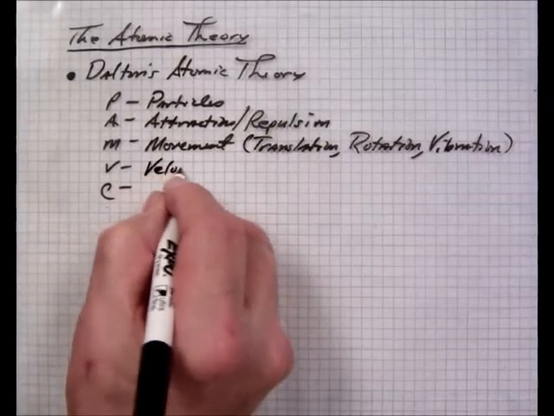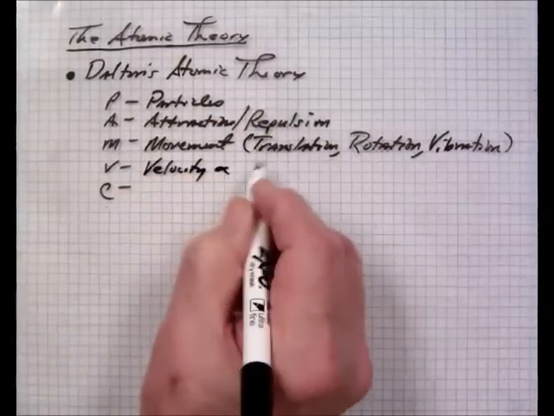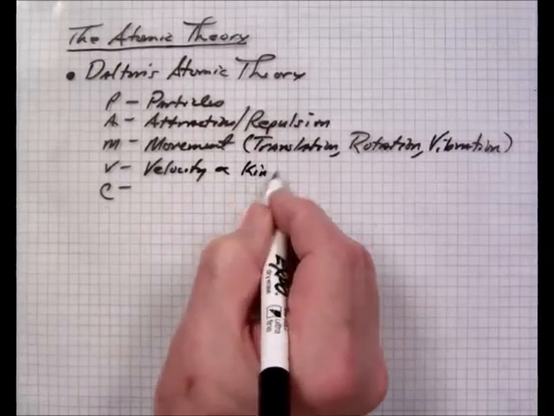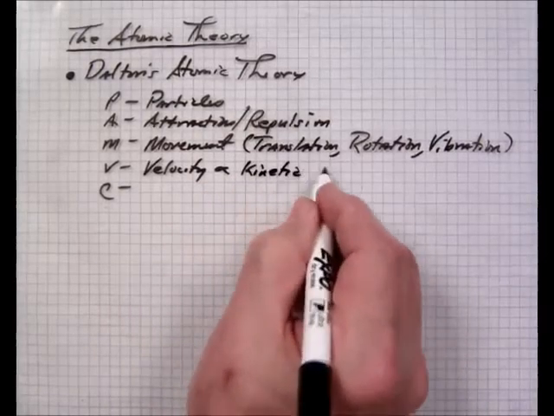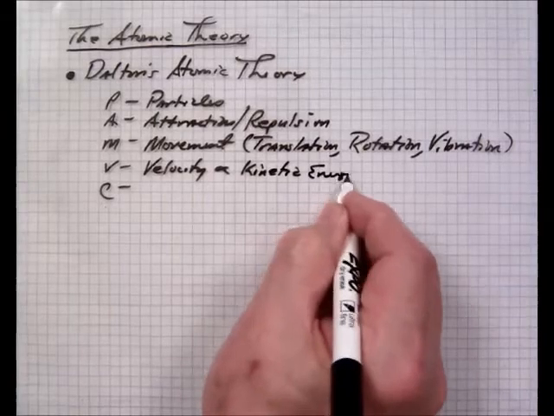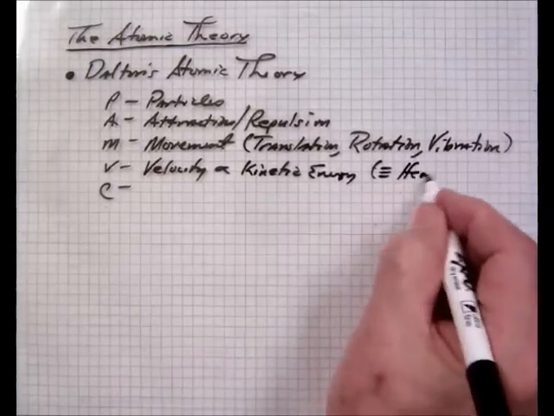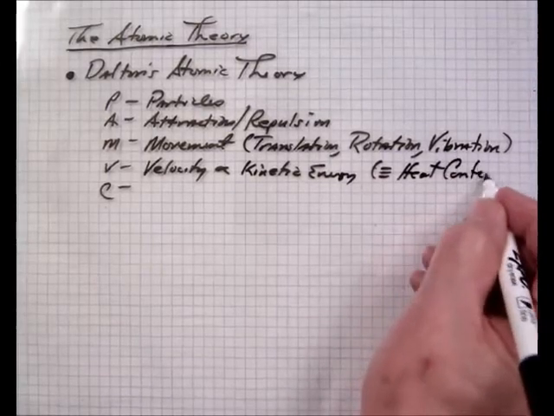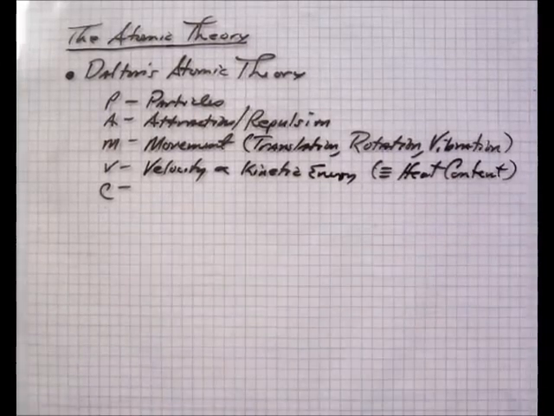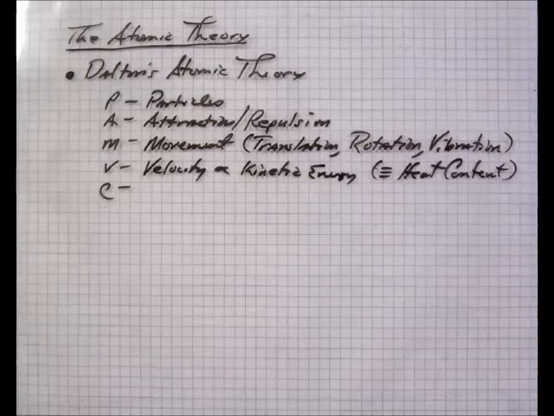Velocity is directly proportional to the kinetic energy content, and that can be translated to mean heat content. So if you heated a particle, it would go faster. If you cool it, it goes slower. So that's essentially what it means.